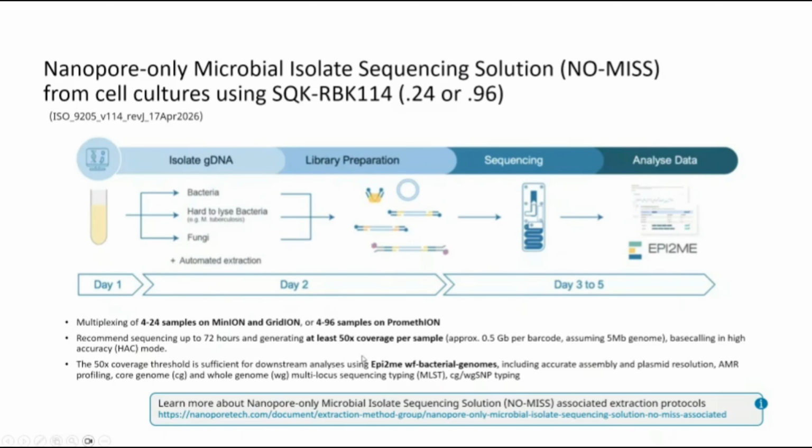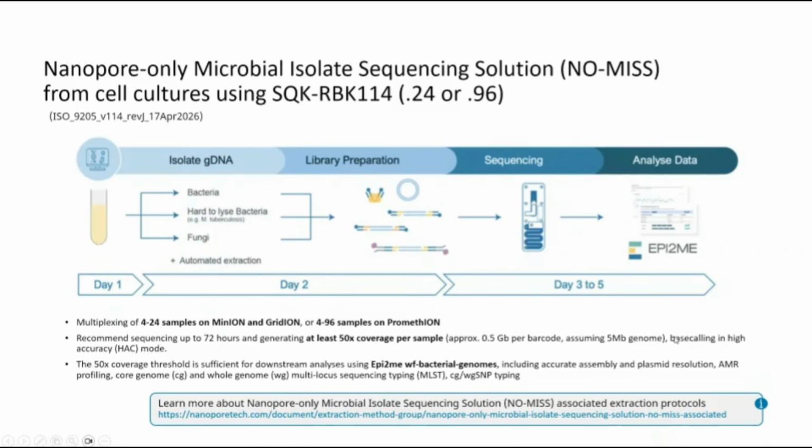So how much data should we get from a sequencing run? That depends on how many samples we load into the flow cell. Based on the recommendations, we should have at least 50x genome coverage per sample. That means roughly 500 MB of data per bacterial genome, assuming the bacteria is of normal size, about 5 MB.